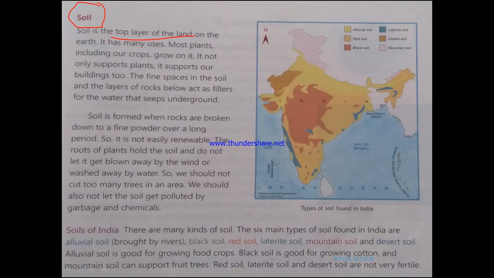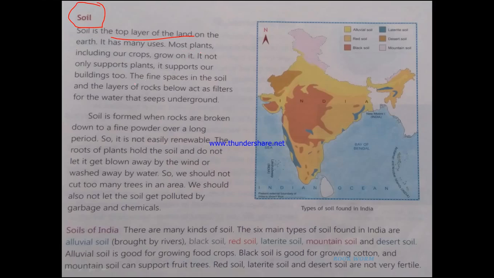Again, we have talked about soil. We have studied about soil in an early chapter, where we were talking about our earth. In that chapter, we talked about soil and how it is useful. So soil is the topmost layer. It is helpful for growing plants and crops.